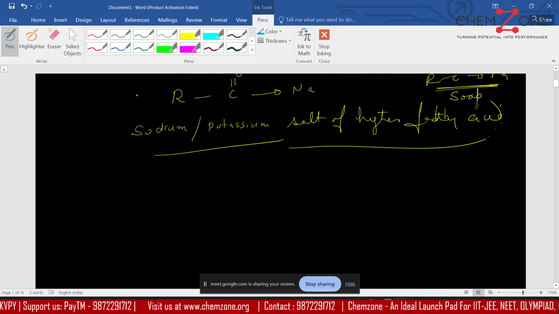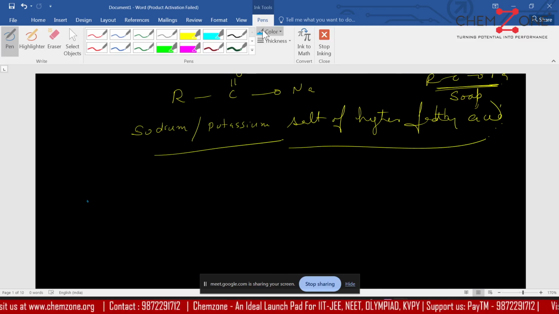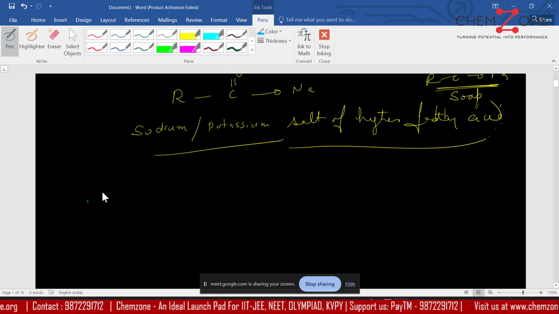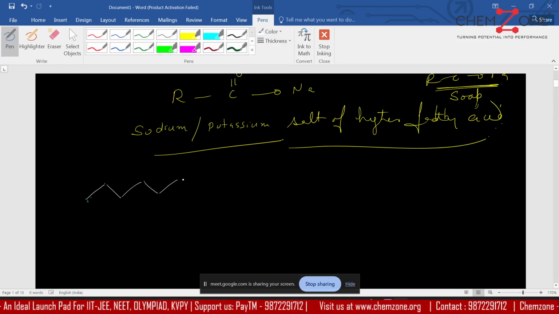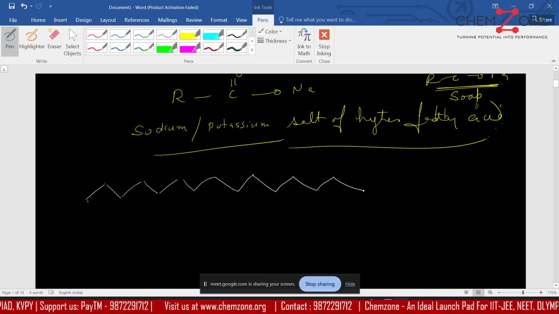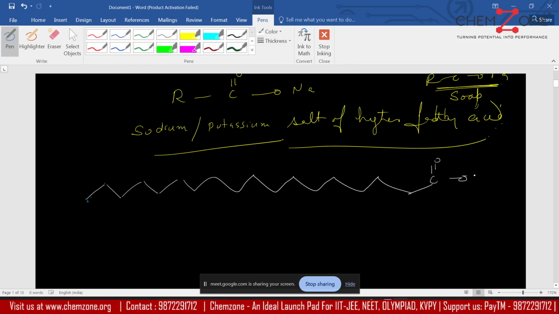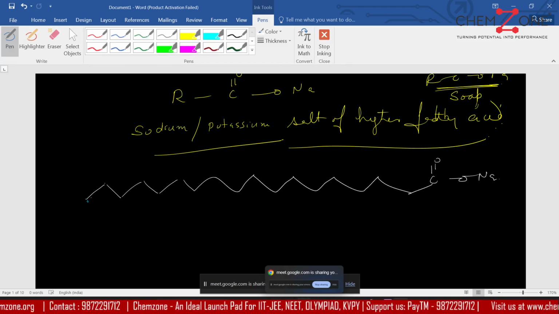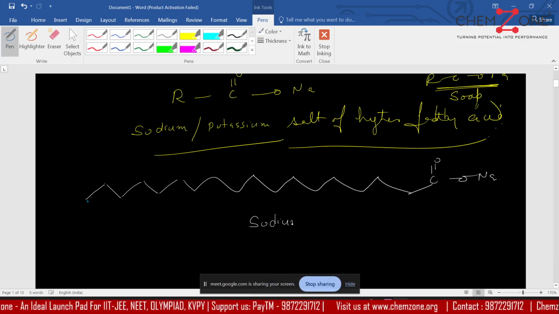So if I represent the molecule like this, 17 carbon atoms, 1 2 3 4 5 6 7 8 9 10 11 12 13 14 15 16 17, and then we have a COONa. This is called sodium stearate.